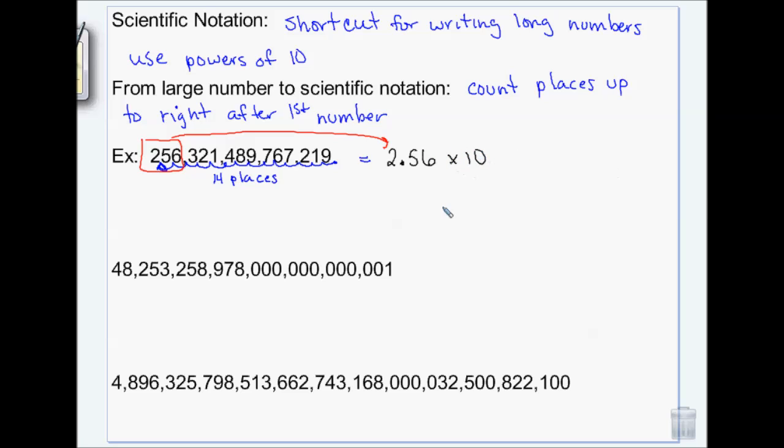You're always going to do times 10. And this is your exponent on the 10. So 14.